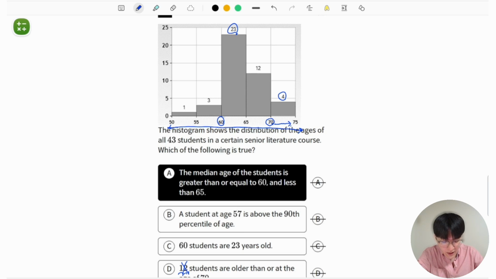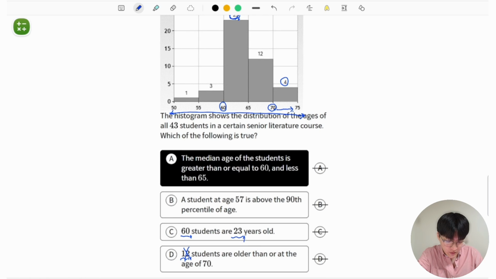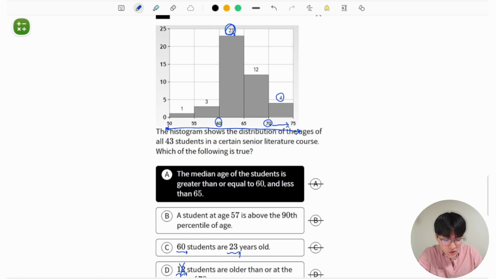And so we cannot know for sure if 23 students are at the age of 60. Now, actually, if you take a look at answer choice C, 60 students are 23 years old. So there's no student who is less than 50. So we can assume that that is incorrect in the first place.